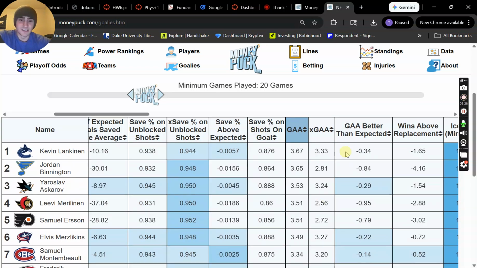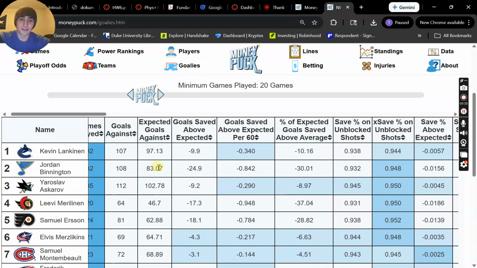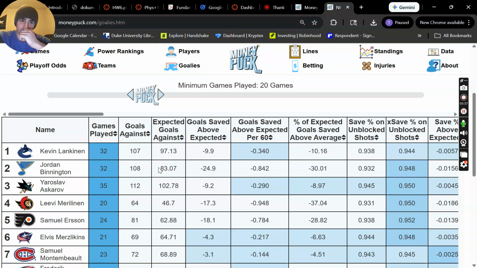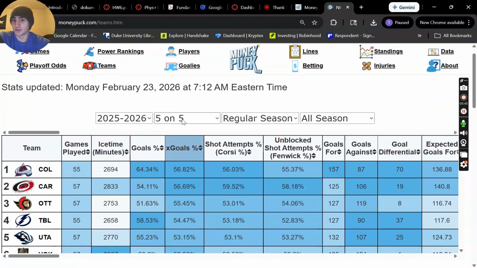Kevin Lankinen, that's not out of the norm for the Canucks this year, and same with Binnington, even though he had a very good Olympics. So good on him. And yeah, so now what we can do next, we go to teams. And here we can also look for goals percentage, expected goals percentage, whatnot.